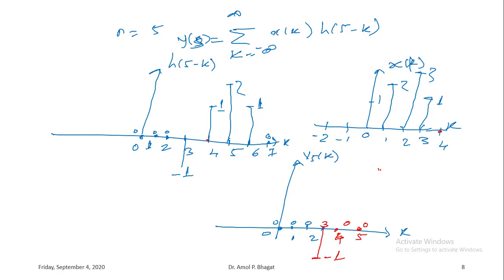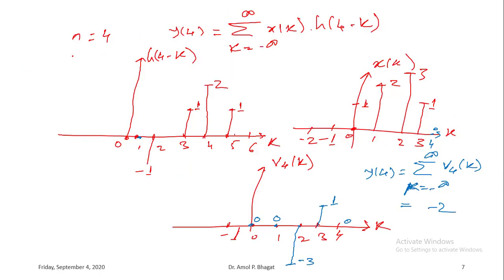So again y of 5 will be summation k minus infinity to infinity v5 of k. Okay, so it will be simply -1, so that is y of 5. Okay, so in this way you can obtain it for positive values of n. Okay, so because our n was varying from -1 to 5, so for 0 1 2 3 4 5 we identified. Now for n is equals to -1 we have to identify.